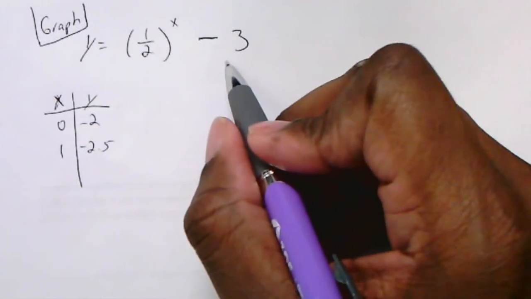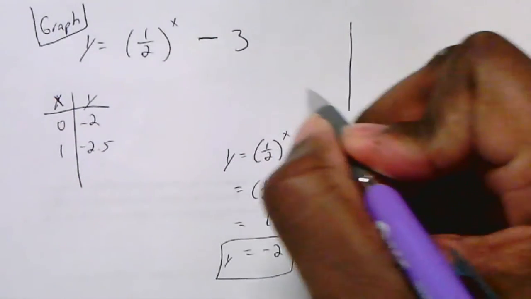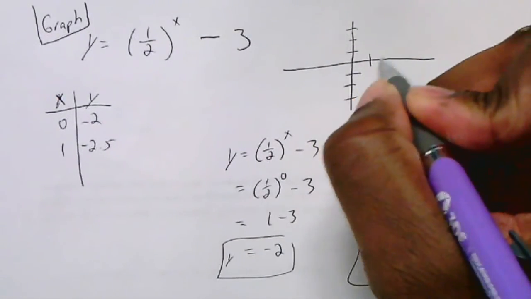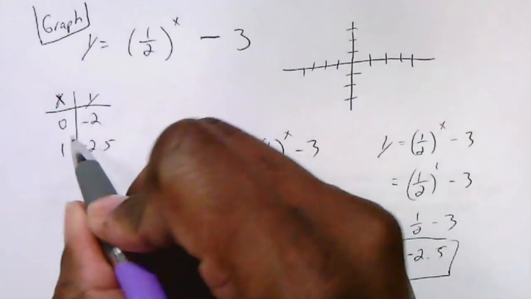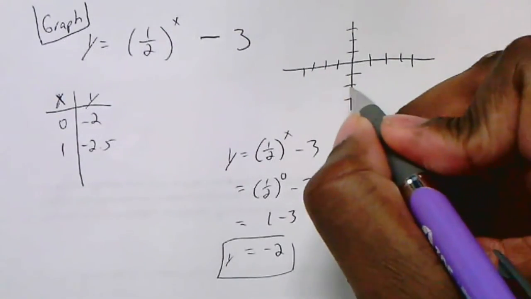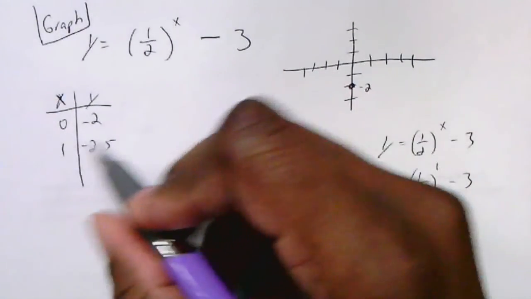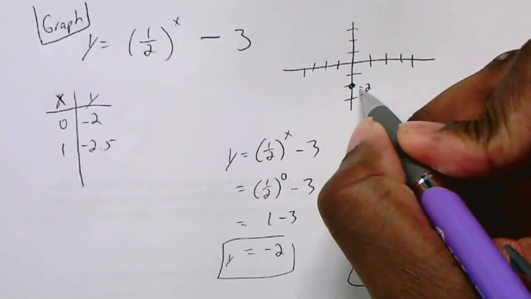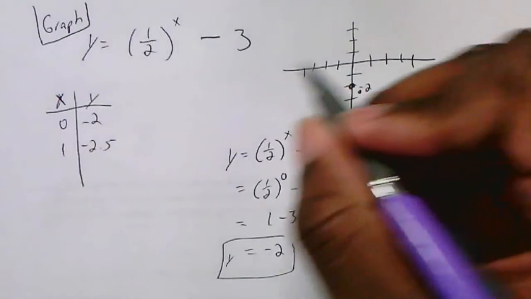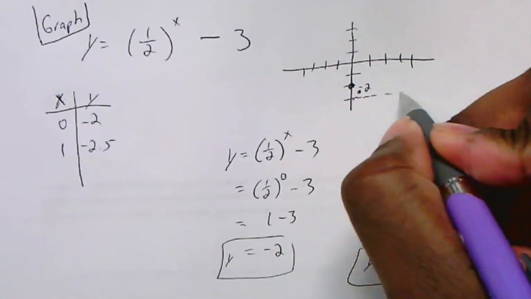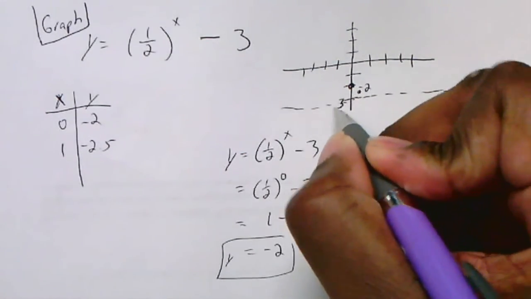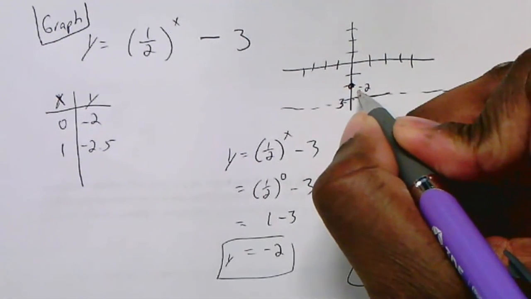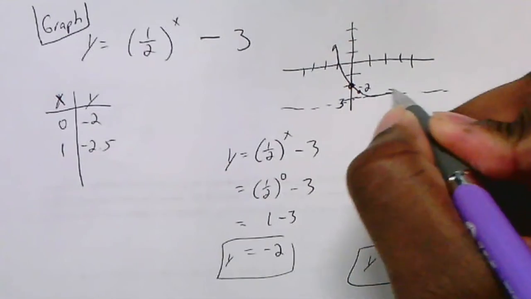I still have a horizontal asymptote here, which is -3. So when I graph it, I can plot these points. One point is 0, -2. So 0, -2 is here. Other point is 1 and -2.5. So we'll go over 1, then down 2.5. It's about right there. Then my horizontal asymptote is -3. So here's my horizontal asymptote. So to graph it, I need to start at my horizontal asymptote and go backwards this way, up through those 2 points.